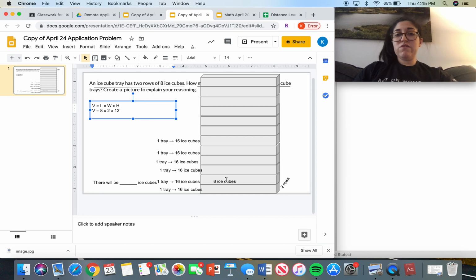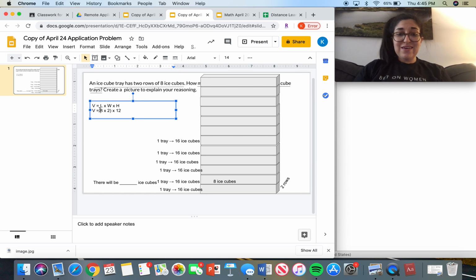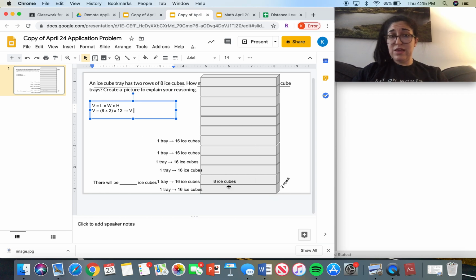But what you notice is with these 16 cubes, we actually found out what 2 of these dimensions would be together. We already did 8 times 2. So what we can do is find volume by doing 2 of them already. 8 times 2 is 16, times the only one we haven't done yet, the height, which is 12 because it's 12 trays high. And so we can calculate the volume that way.